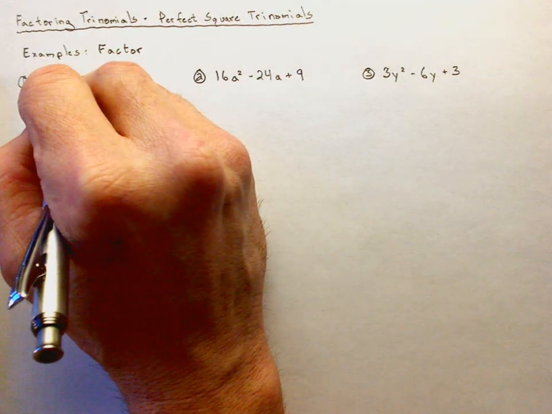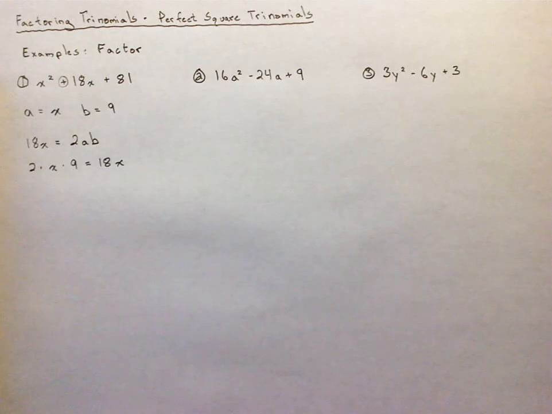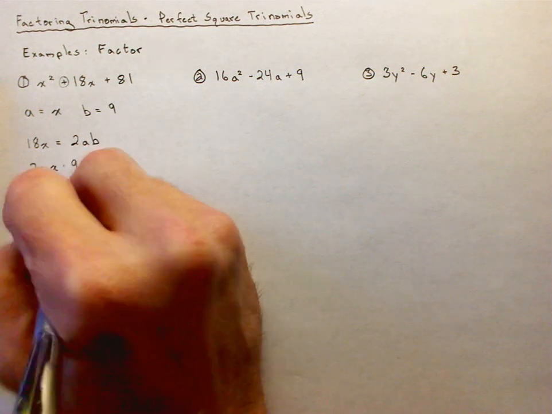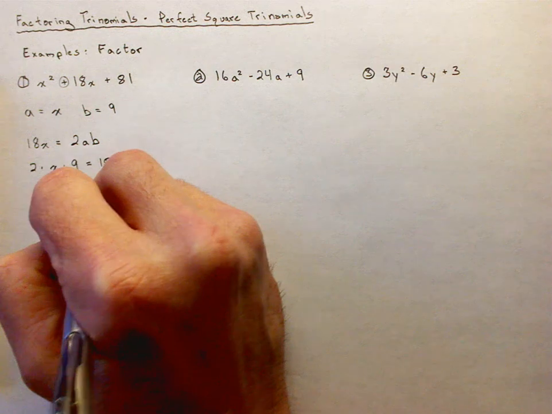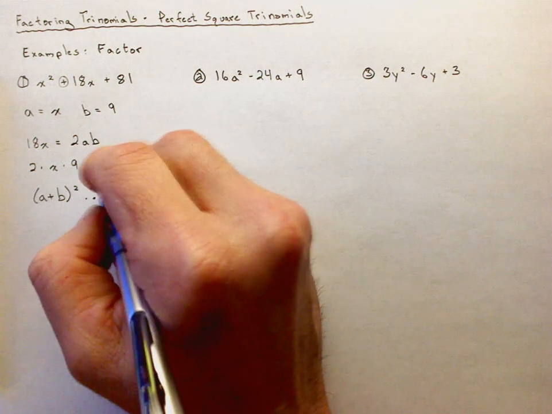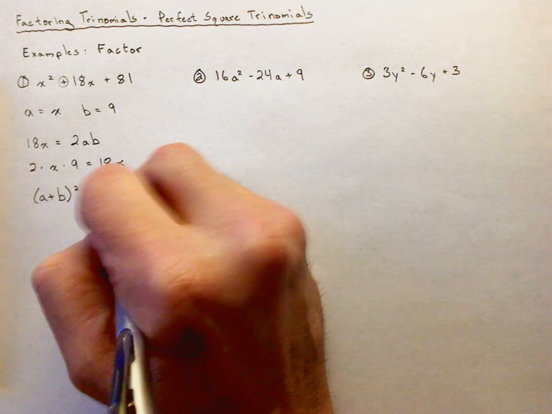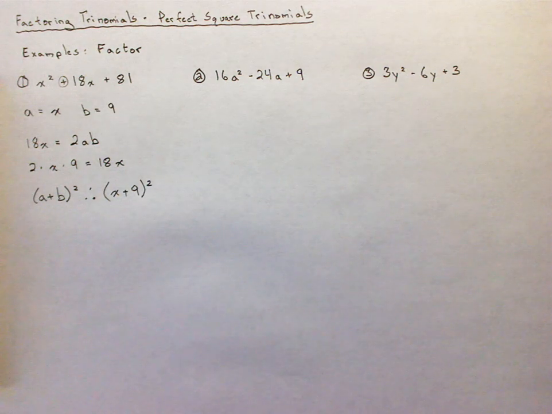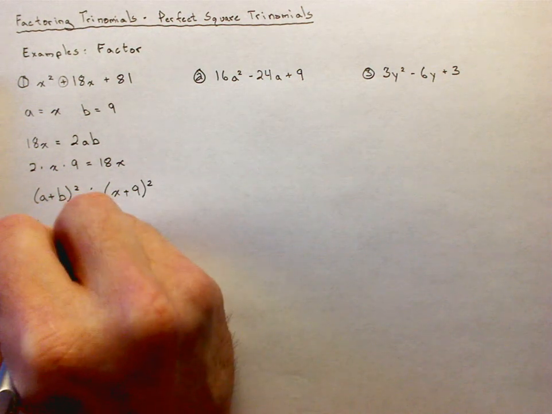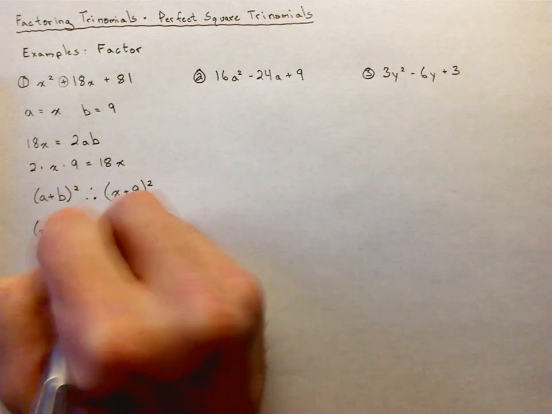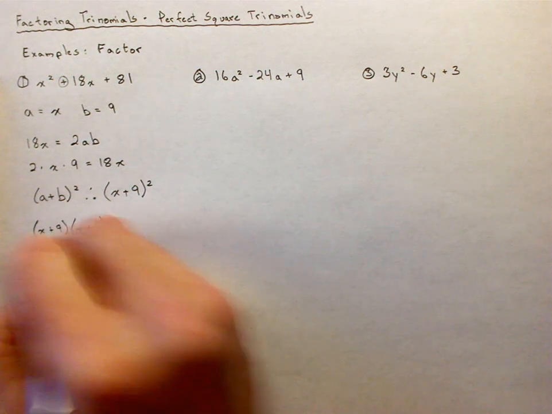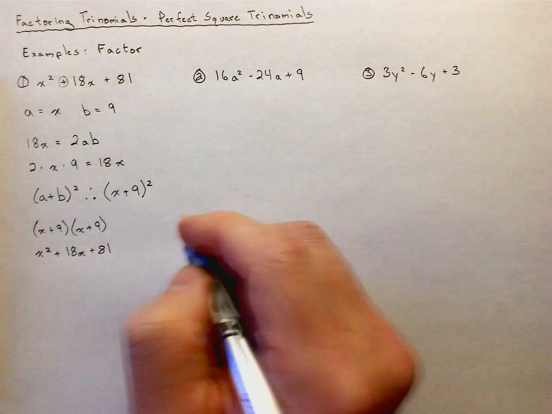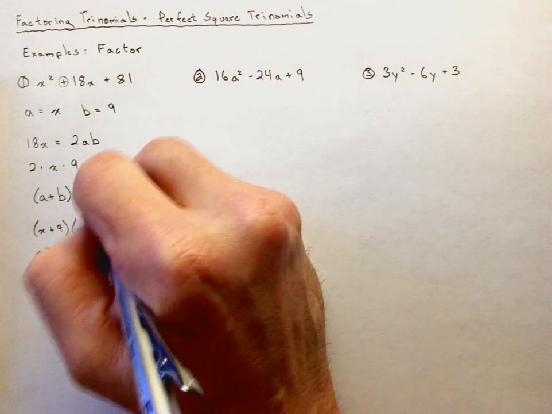I look at this sign right here. It's a plus sign. So what I have is a plus b squared. Therefore, I turn around and say, what is a? A is x, plus what is b? 9, squared. Check my work. X plus 9 times x plus 9. X squared plus 9x plus 9x is 18x plus 81. That's what I started with. I have factored it.